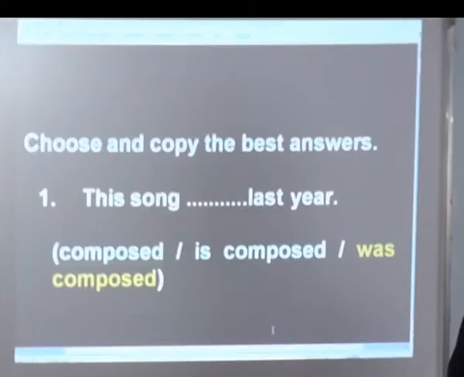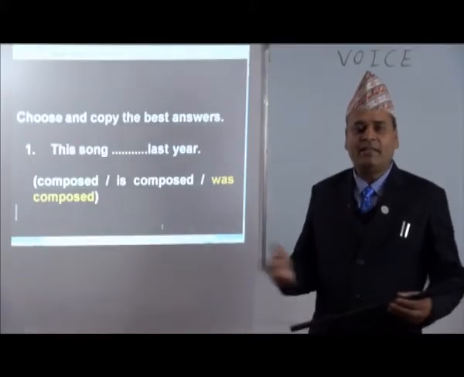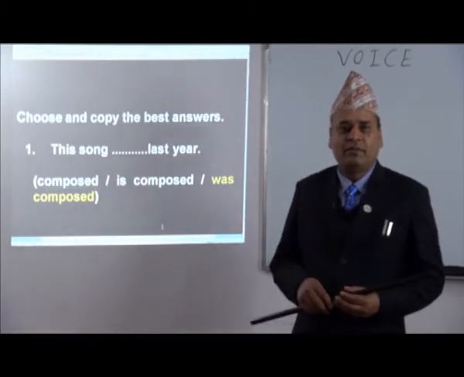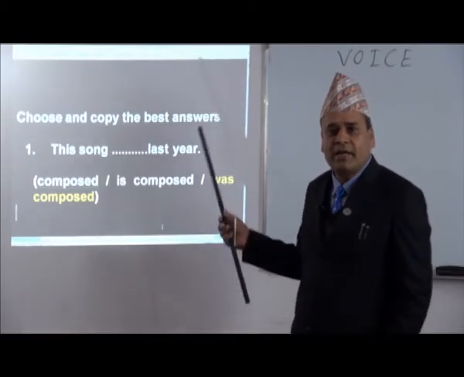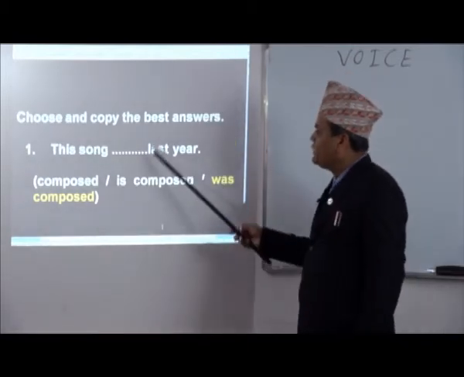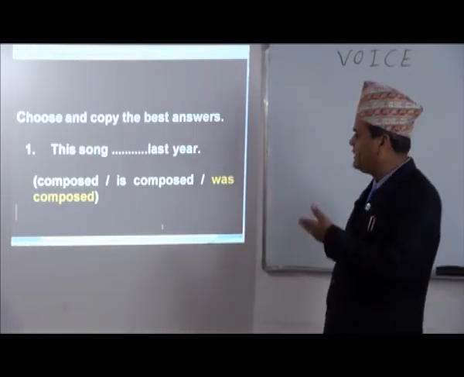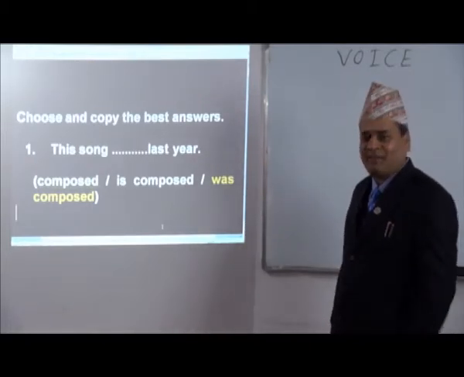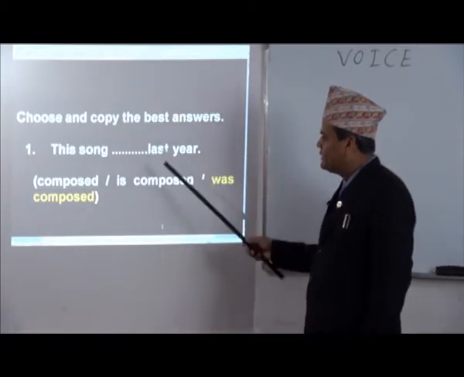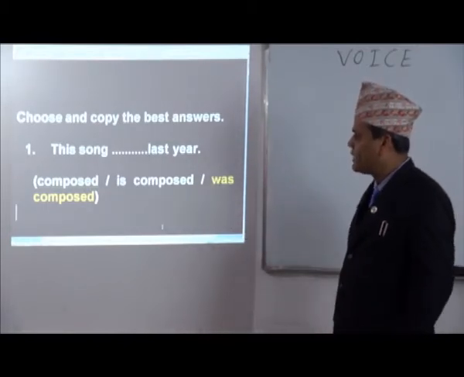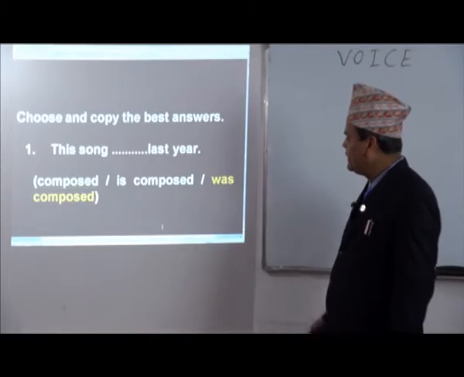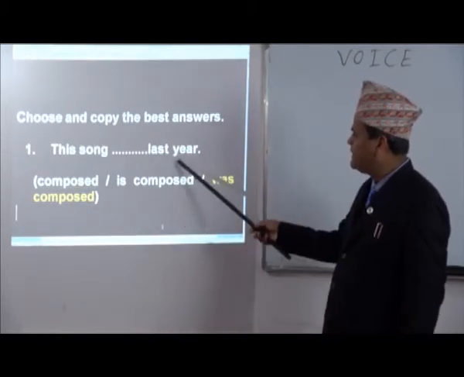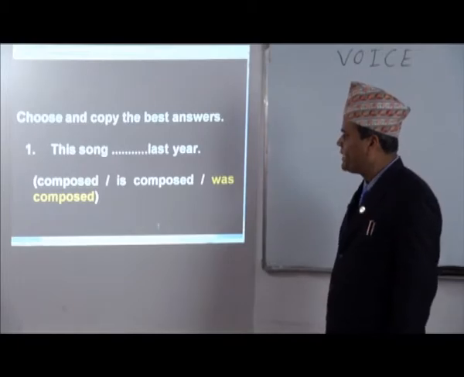I hope by now you have got the fundamental ideas of active and passive voice. In the SLC examination, this portion, active and passive voice, is asked. Now we are going to look at the examples. Choose and copy the best answers. This is the SLC model. Now we can practice here. Number 1, "This song" we have 3 options: composed, is composed, was composed. And the correct answer is "was composed," because we have "last year" here and we are changing into passive form.